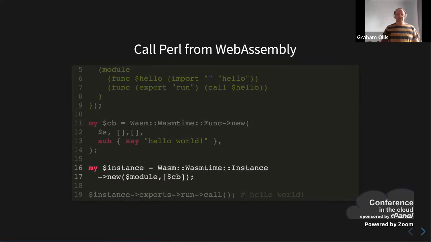When we create the instance object this time, we have to provide a callback. In this case, we have just one import, but if you have more than one import, you'd have to provide them in the same order that they're declared in the WebAssembly. So the interface doesn't use the names, it's just using the order of the imports. Finally, we can call the WebAssembly run function, which calls back into Perl space, calling the callback, which then finally prints out hello world. So now we can go both ways. We can go from Perl to Wasm, Wasm to Perl.